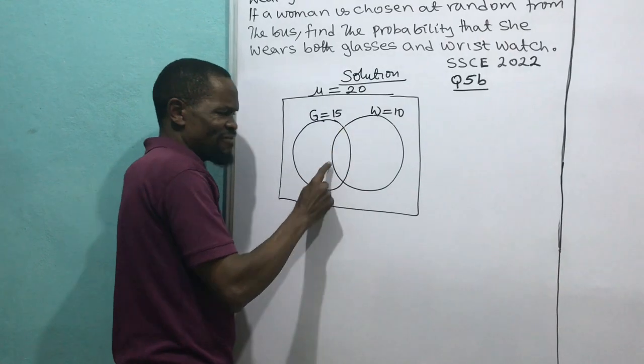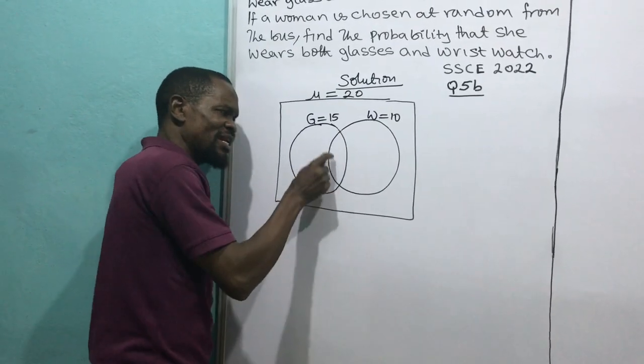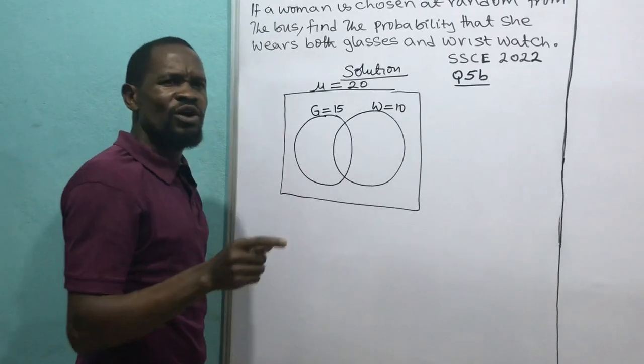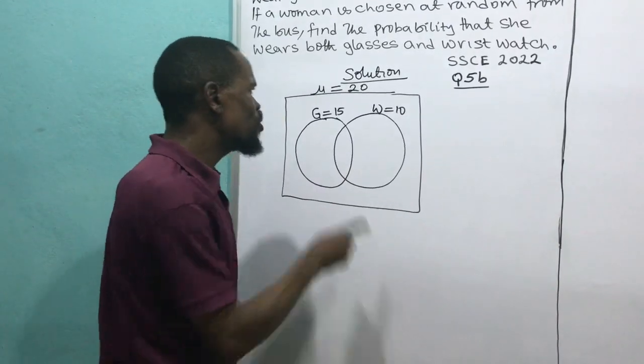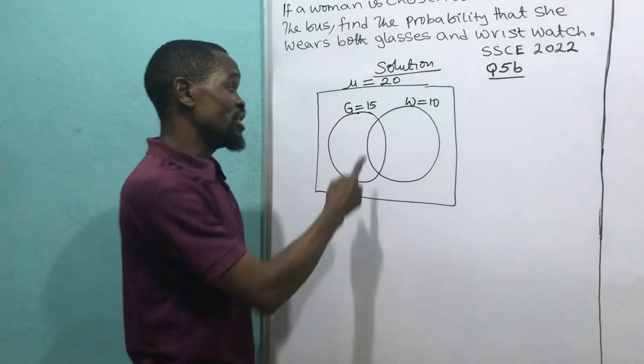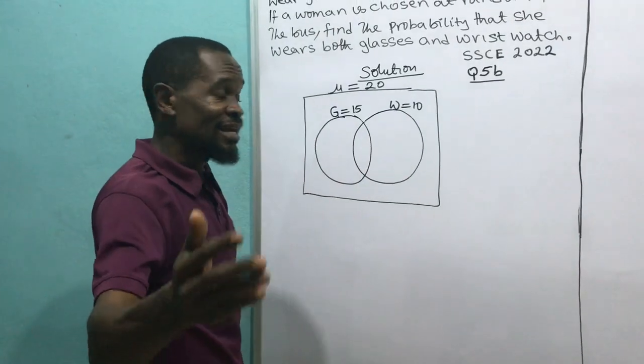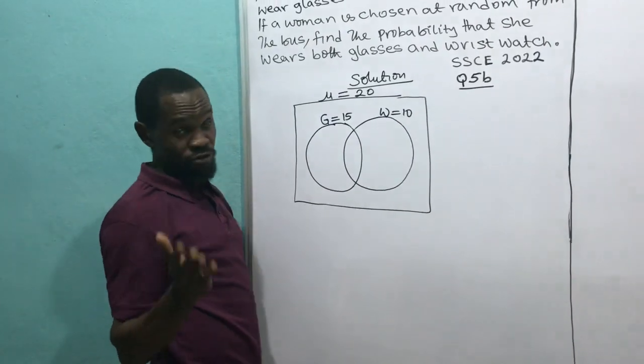And these have an intersection of this set. This set has an intersection of this set. So at this point of intersection, we call it those that wear both eyeglass and what? Wristwatch. So this point of intersection, this particular place, is those that wear eyeglass and what? Wristwatch. Are you following me now?